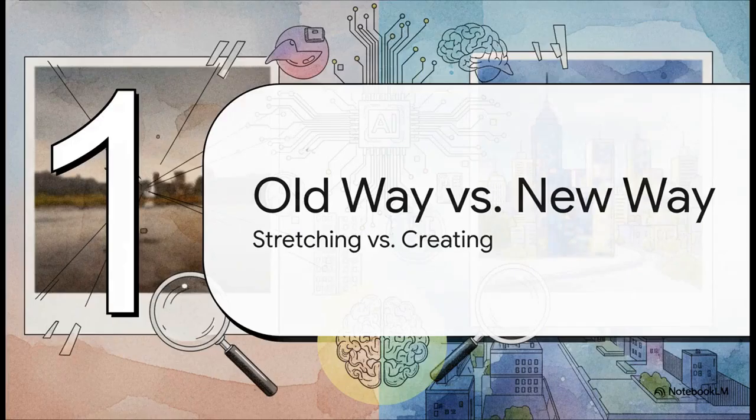Okay, so how do we fix this whole blurry problem? For decades, the only answer was to essentially stretch the photo. Think of it like pulling on a t-shirt until the design gets all distorted. But now we have a completely new way that doesn't just stretch, it creates. Let's break down this really fundamental shift from simply stretching pixels to actually creating them.